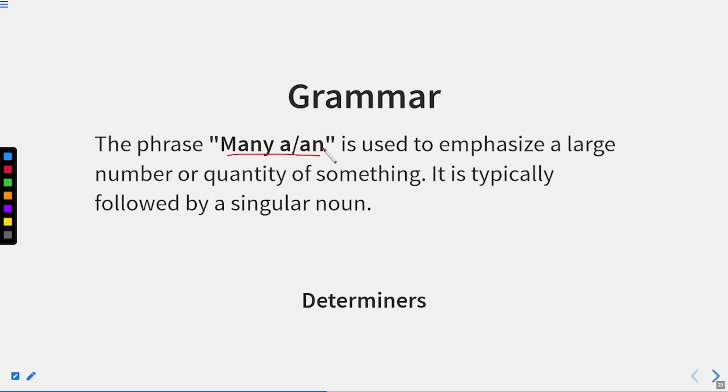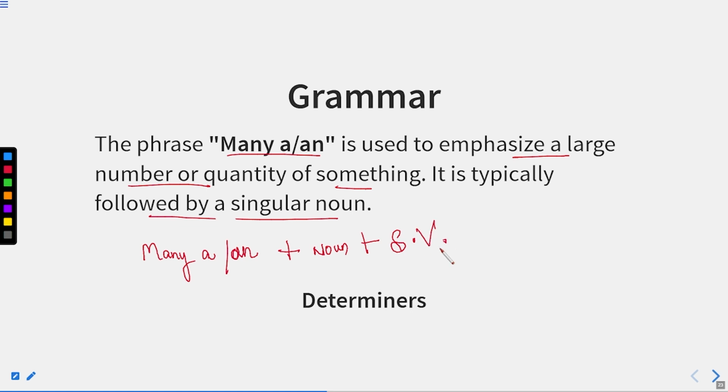The phrase many a or many an is used to emphasize a large number or quantity of something. It is typically followed by a singular noun. Now this is very, very important. If we have the structure many a or many an in a sentence, and this is the determiner, then we have a noun. It should be followed by the singular form of the verb only, and this noun should always be singular.